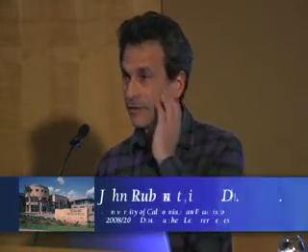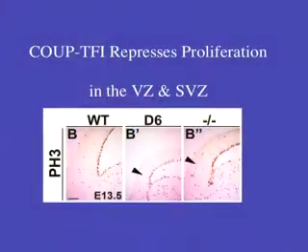And consistent with this effect on cyclin D2 expression, we found an effect on the number of cells that were in the mitosis or M phase of the cell cycle using a molecular marker called phosphohistone 3 or PH3. So PH3 normally is found in the most immature cells in the ventricular zone, as well as in cells in the subventricular zone in the wild type.